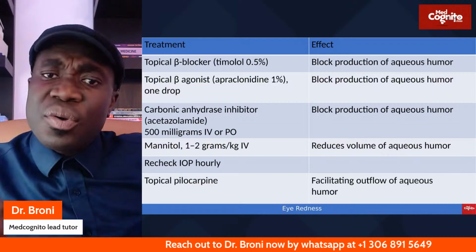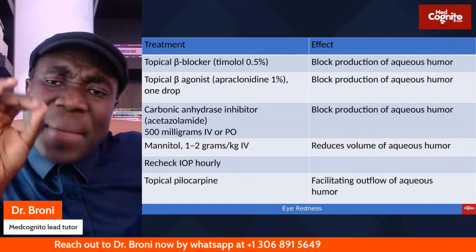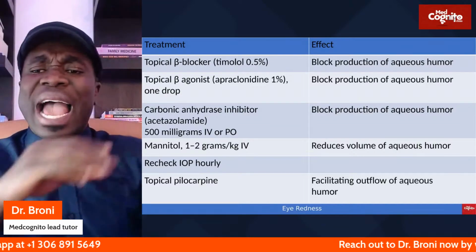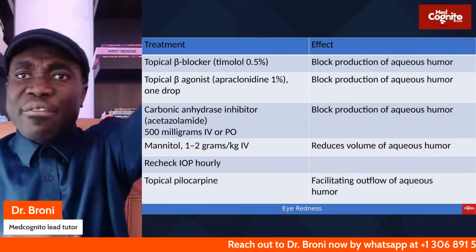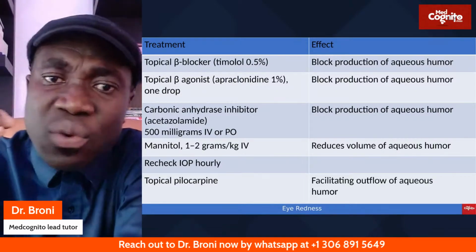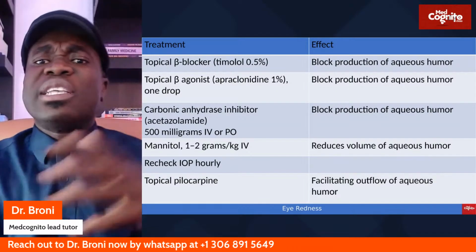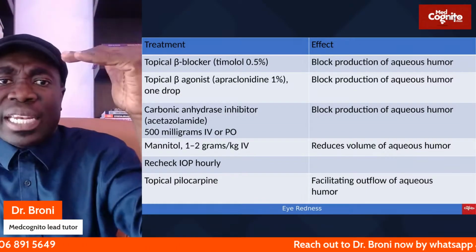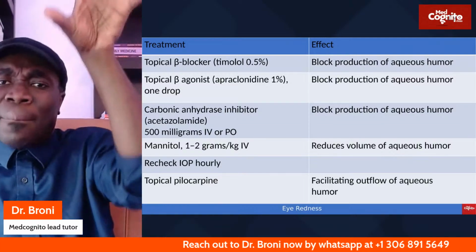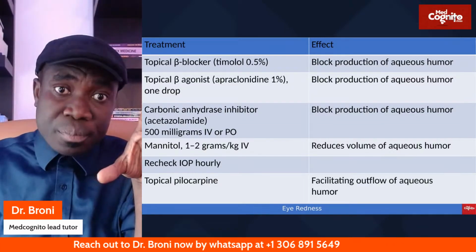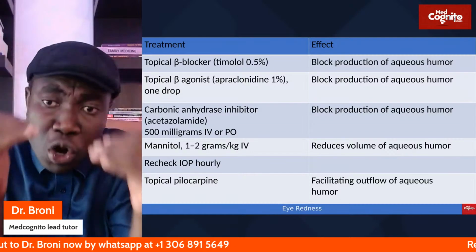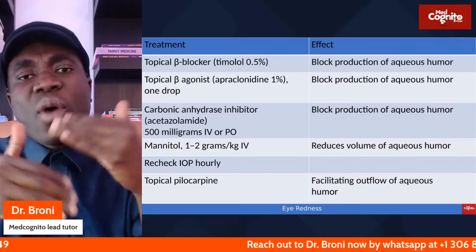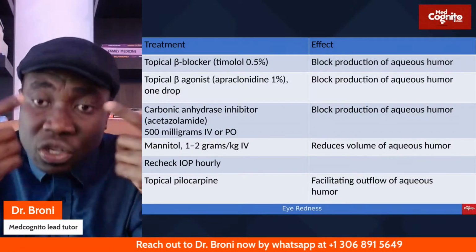Now, another medication we can give is mannitol. Mannitol is given IV, intravenously. What mannitol does is reduce the volume of the aqueous humor. So while timolol, apraclonidine, and acetazolamide are blocking the production of aqueous humor, mannitol is reducing the volume. And while you are doing all these, you are checking the intraocular pressure.